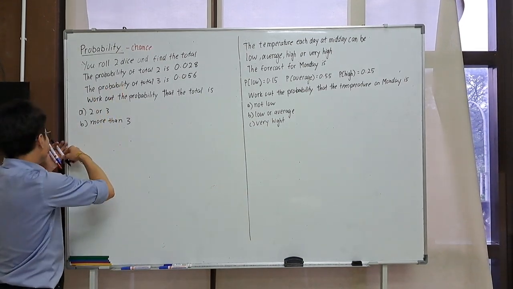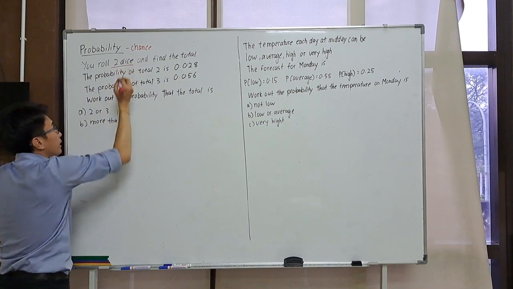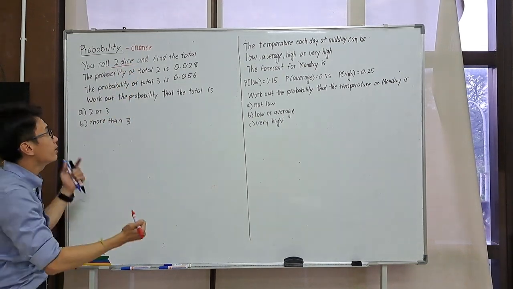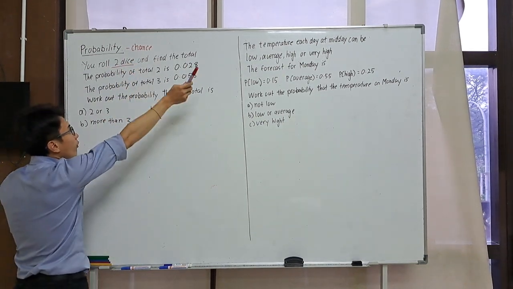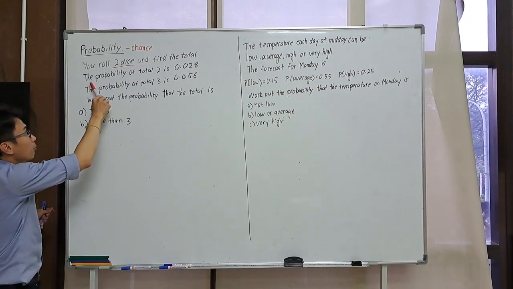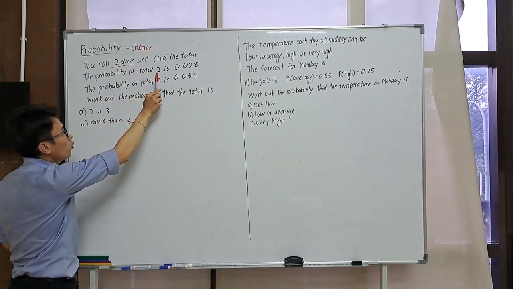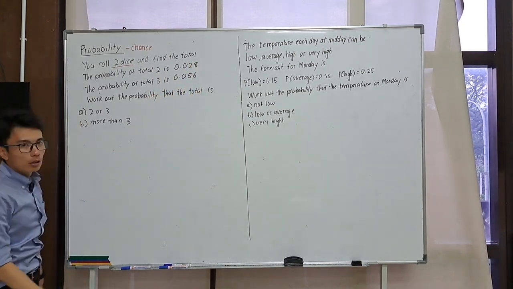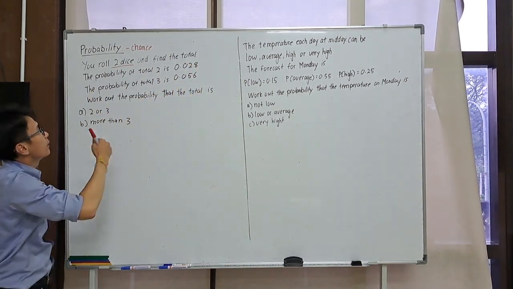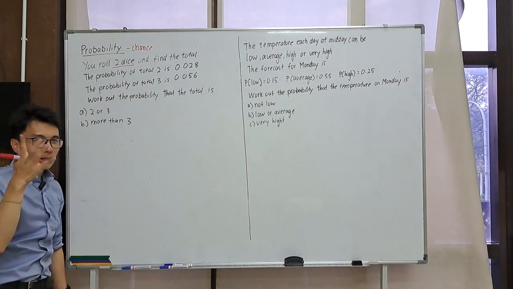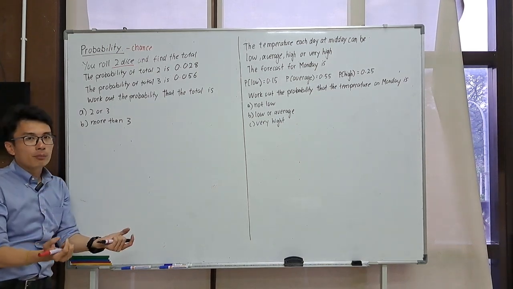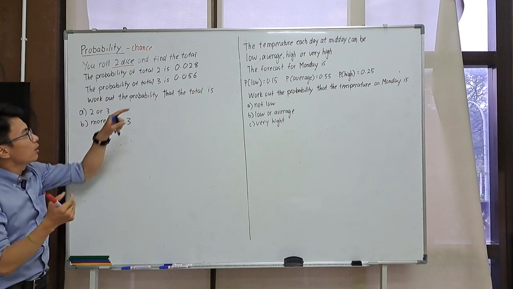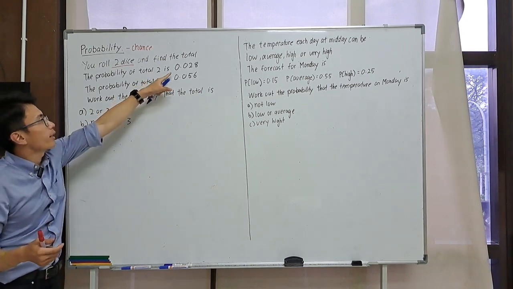So you roll 2 dice. So that's saying that you have 2 dice in your hands, okay? And you find the total. The probability of the total 2 is this probability. Okay? What does this sentence mean? When you roll the dice, you will get a certain number. So when you get a total of 2, you will get this probability.